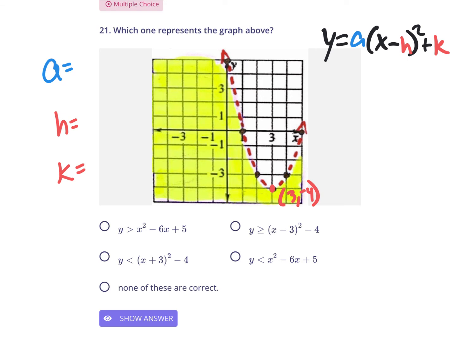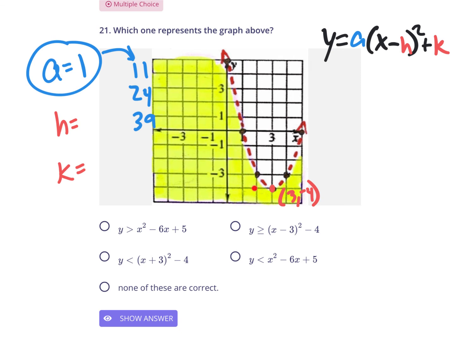So what about the a value? Well, we know if the a value is 1, we should have the pattern 1, 1, 2, 4, 3, 9. If the a value is 1, that's the pattern that we would use. So do we have that pattern? Yes, we do. 1, 1, 1, 2, 1, 2, 3, 4.